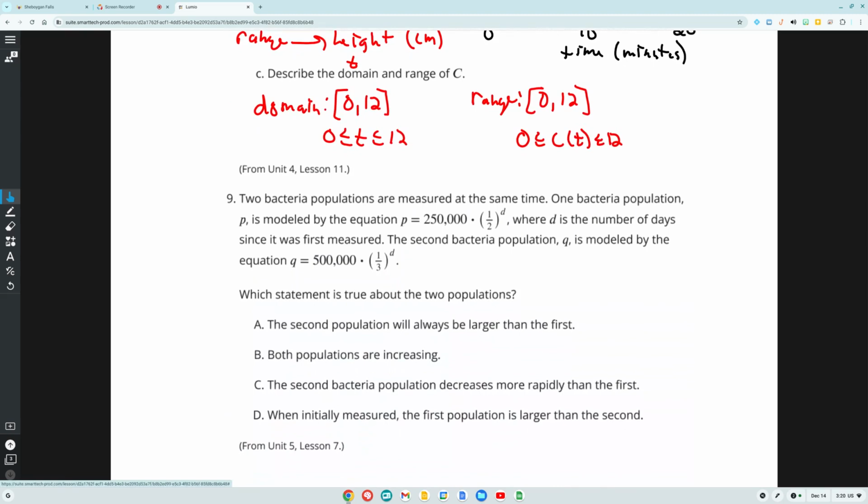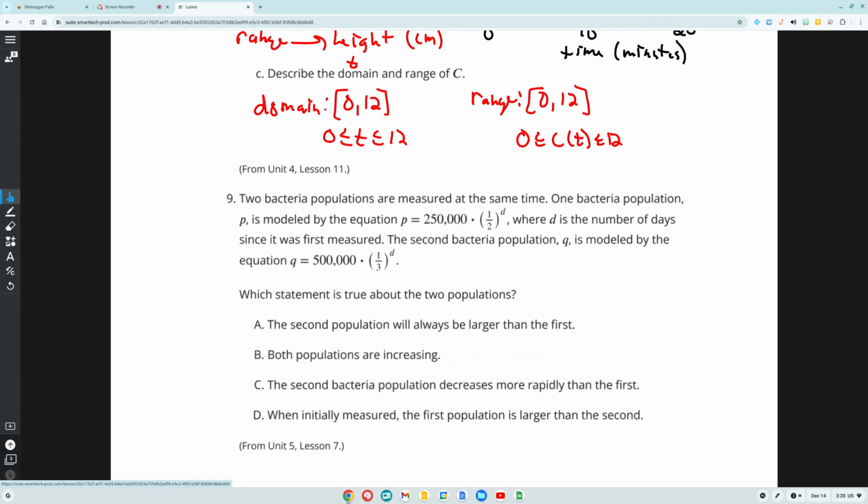Nine says 2 bacteria populations are measured at the same time. One bacteria population P is modeled by the equation P is equal to 250,000 times 1/2 to the D, where D is the number of days since it was first measured. The second bacteria population Q is modeled by the equation 500,000 times 1/3 raised to the D power. Which statement is true about the two populations?